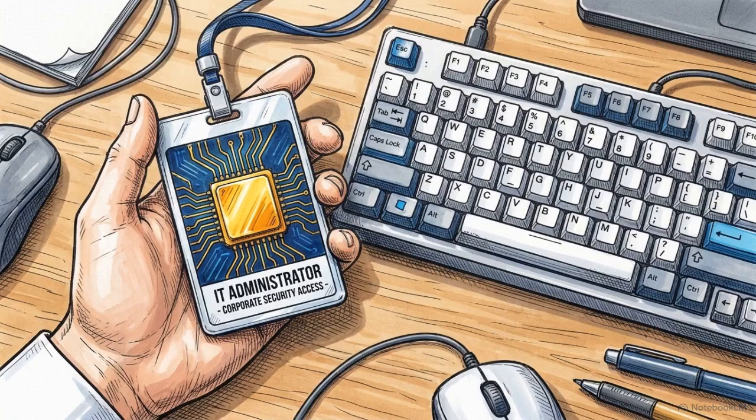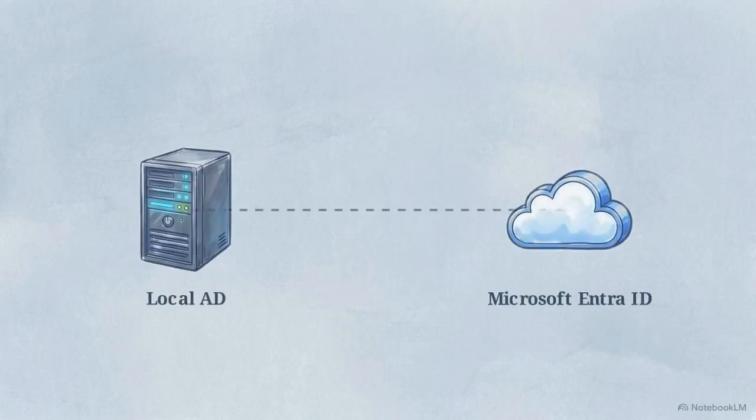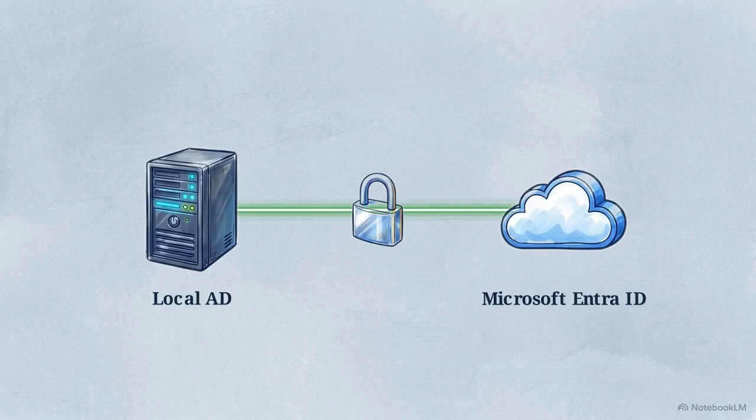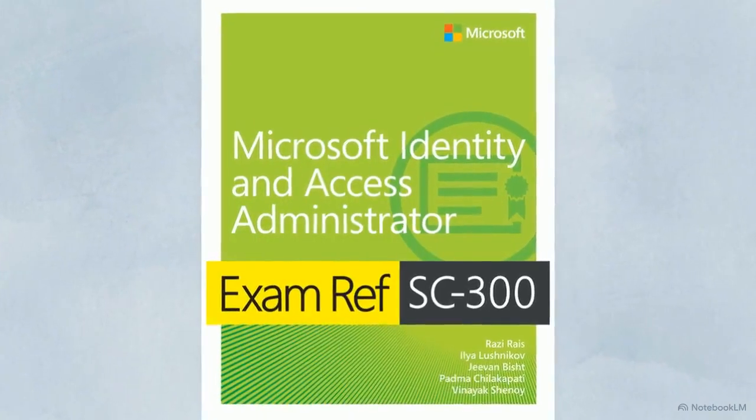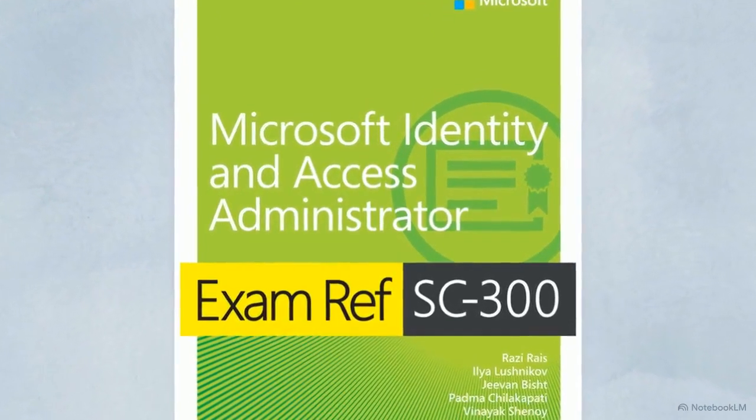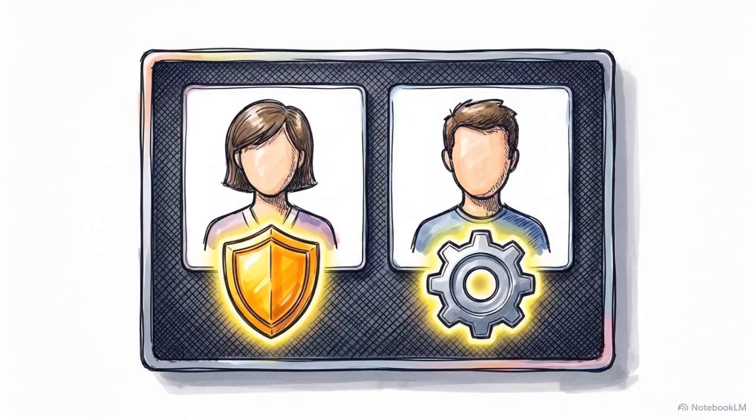Because we are also configuring seamless SSO, you must have your on-premises domain administrator credentials ready to authorize the link between your local environment and the cloud. For the cloud side, and specifically if you are taking the SC-300 exam, you need to execute this setup using an account assigned either the Global Administrator or Hybrid Identity Administrator role.